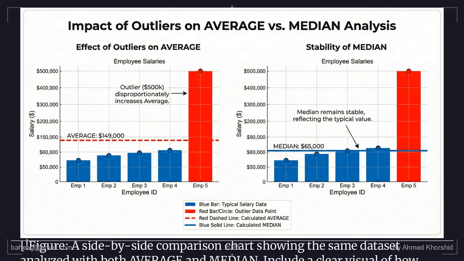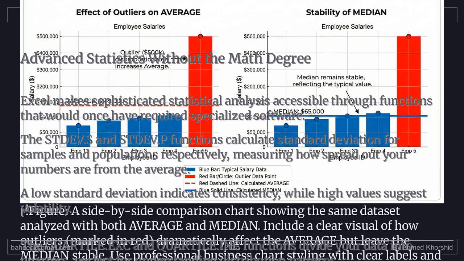Figure: a side-by-side comparison chart showing the same dataset analyzed with both average and median. Include a clear visual of how outliers, marked in red, dramatically affect the average but leave the median stable. Use professional business chart styling with clear labels and a legend.